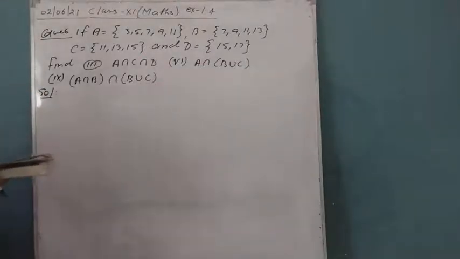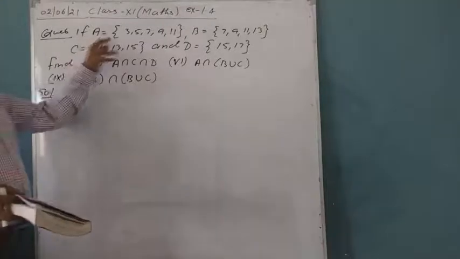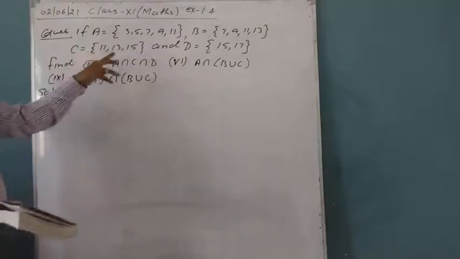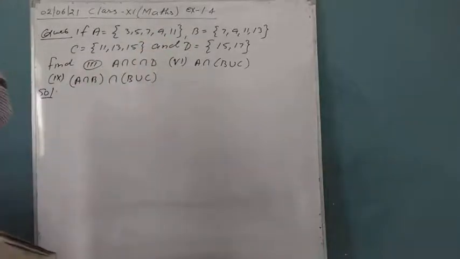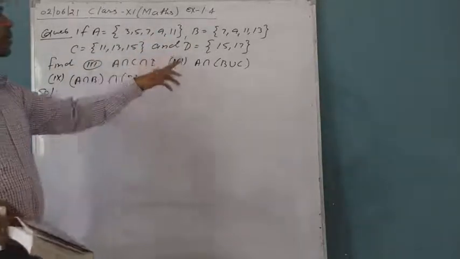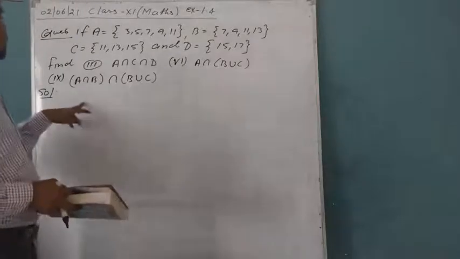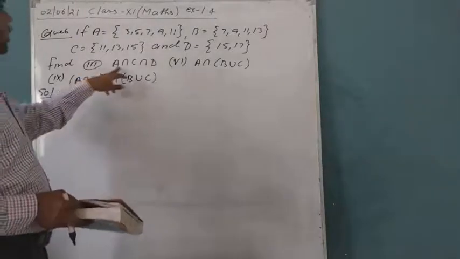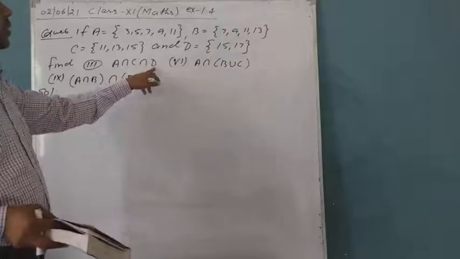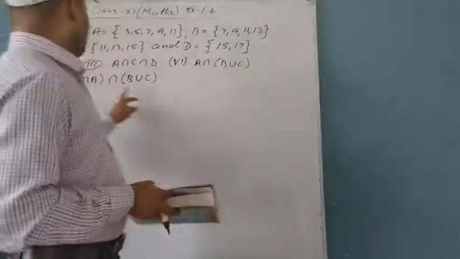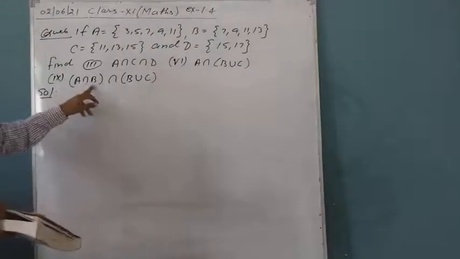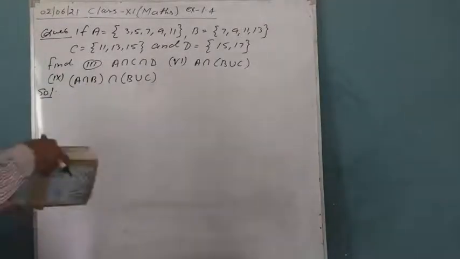let's see what is given in the question. The sets given are A, B, C, D. A is {3, 5, 7, 9, 11}. B is {7, 9, 11, 13}. C is {11, 13, 15}, and D is {15, 17}. We need to find the value of A intersection C intersection D, the 6th part A intersection (B union C), then the 9th part (A intersection B) intersection (B union C).